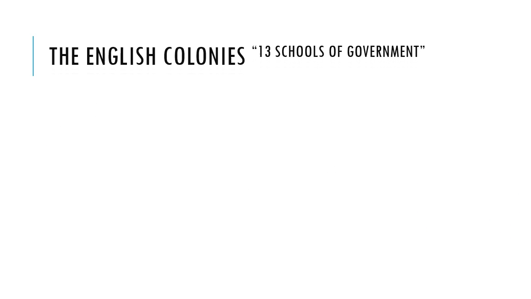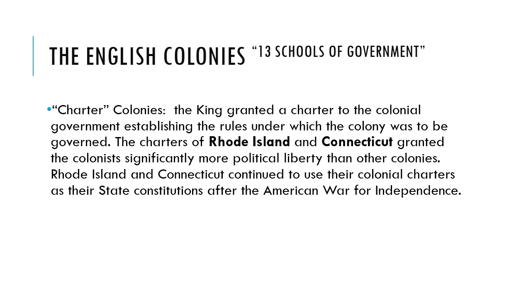And finally, you have the charter colonies. The king granted a charter to the colonial government establishing the rules under which the colony was to be governed. The charters of both Rhode Island and Connecticut granted the colonists significantly more political liberty than other colonies. Rhode Island and Connecticut continued to use their colonial charters as their state constitutions after the American War for Independence. It took them some time to rid themselves of their charters being their state constitutions.